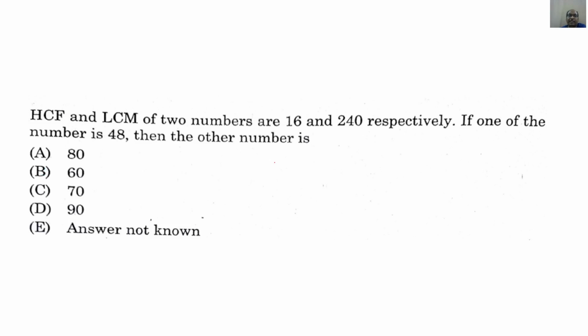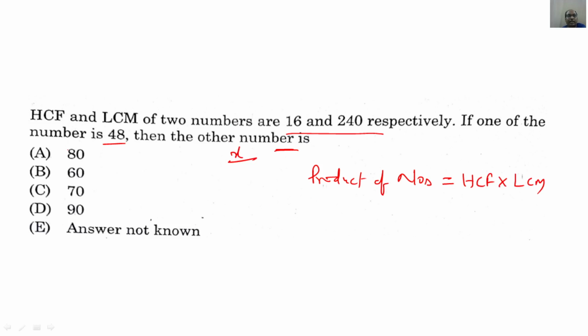Okay, HCF and LCM of two numbers are 16 and 240 respectively. If one of the numbers is 48, then the other number is... We know that the product of the numbers is equal to HCF into LCM. So suppose the other number is X and one number is 48. So 48 into X is equal to HCF, which is 16, into 240.